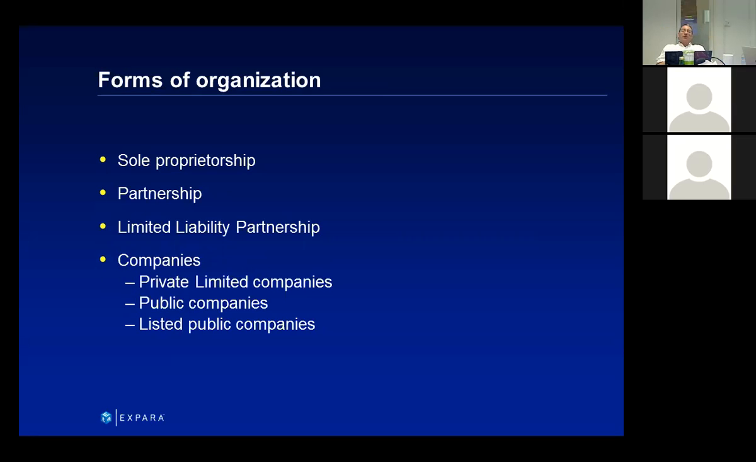Oftentimes we use these phrases, these terms somewhat interchangeably, but actually their specific meaning is very different. What's the difference between a business and a company? A company is just like a level of unit, so it's protected by law. It should be registered to the government.